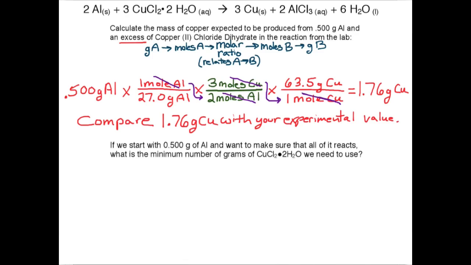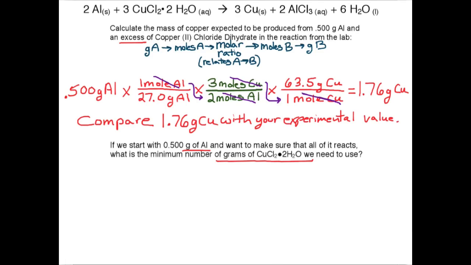Let's try a slightly different question. Again, assuming that we start with the same 0.500 grams of aluminum, let's say we wanted to just make sure that all of it reacts and not have any copper chloride dihydrate left over. So the question is, what would be the minimum number of grams of copper chloride dihydrate that we would need to use to just use up all of the aluminum so that the dihydrate is also used up?